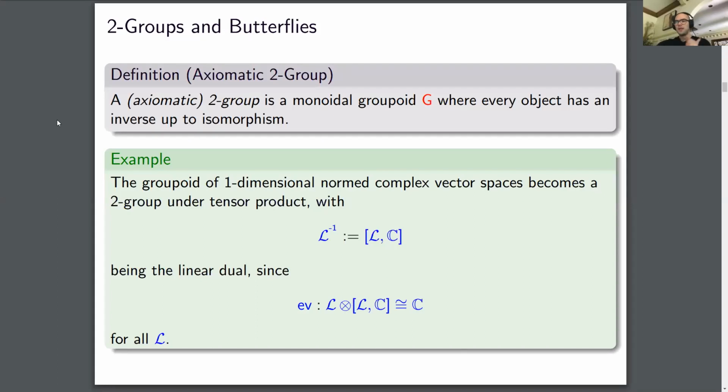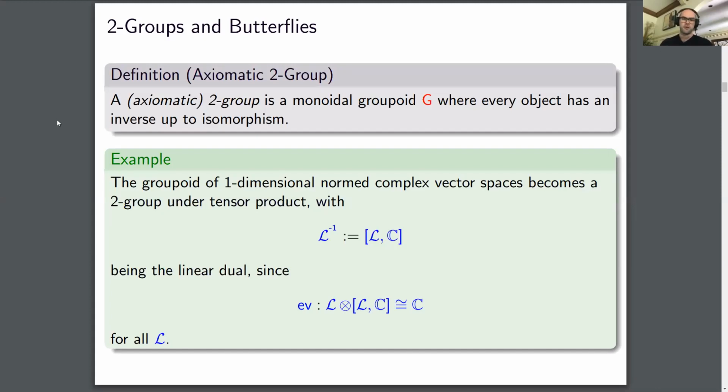So to give you a little example of the classical theory of higher groups, what I'll call an axiomatic two-group, which normally would be called a two-group, a categorical group, or a Gr-category, is a monoidal groupoid where every object has an inverse up to isomorphism. And so these are very common objects. In fact, for example, this is an example that shows up in physics sometimes, although don't ask me how, I don't know, but I've heard.